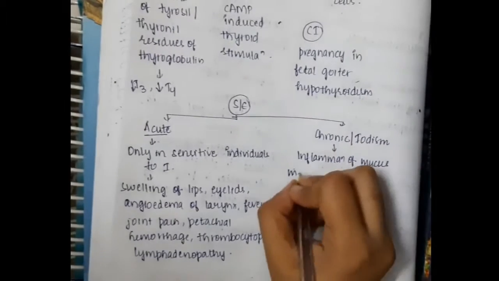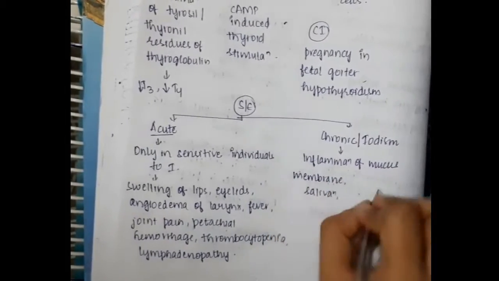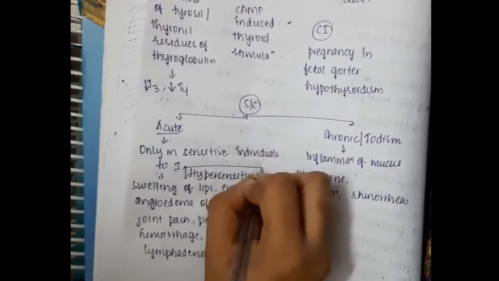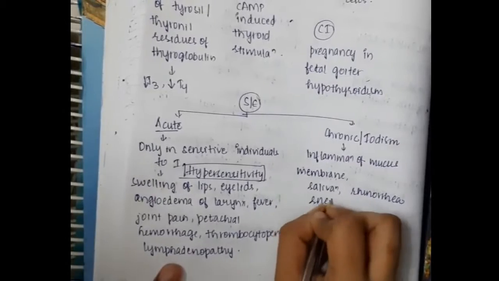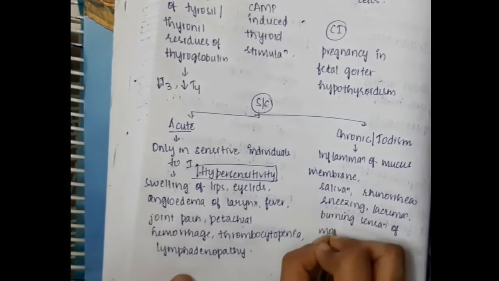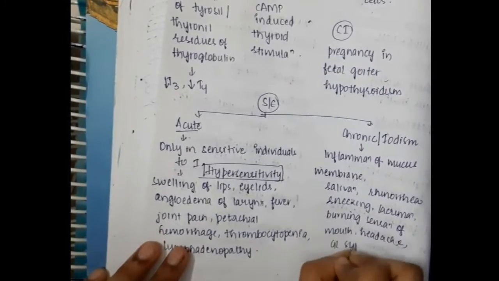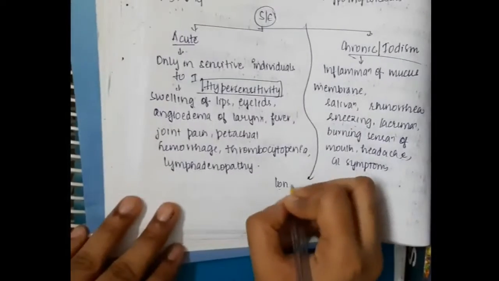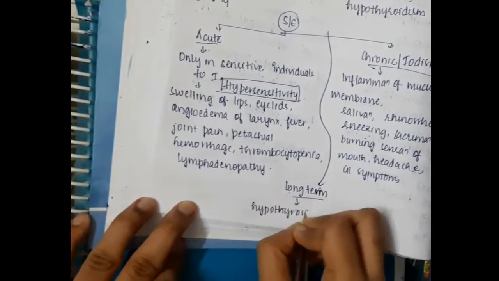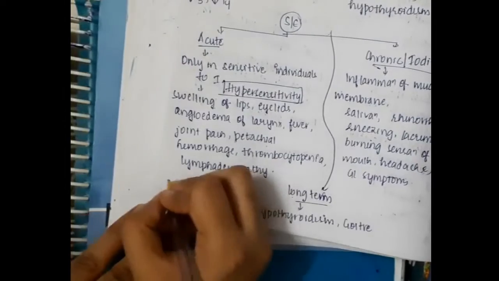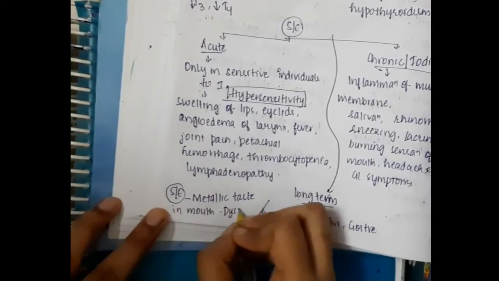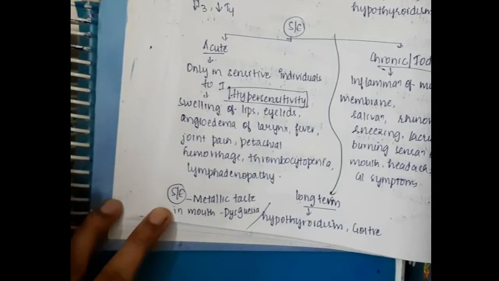Whenever there is chronic iodism, you will see inflammation of mucous membrane, salivation, rhinorrhea. Then we can also see sneezing and lacrimation, burning sensation of mouth, headache, and GI symptoms in chronic iodism. Long term side effects include hypothyroidism and goiter. Overall side effects include metallic taste in the mouth, dysgeusia.